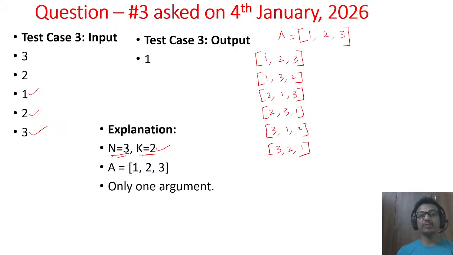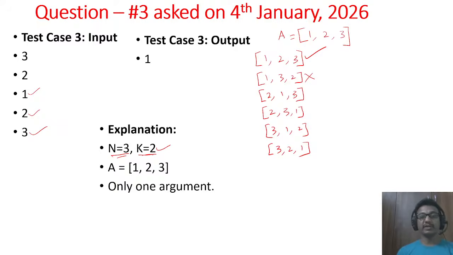When you move from 1 to 2, it is increasing. 2 to 3, it is also increasing. So this is a valid arrangement. Next, 1 to 3, it is increasing. 3 to 2, it is not increasing. That means increasing is happening only once, so it is not a valid arrangement. 2 to 1, it is not increasing. 1 to 3, it is increasing.